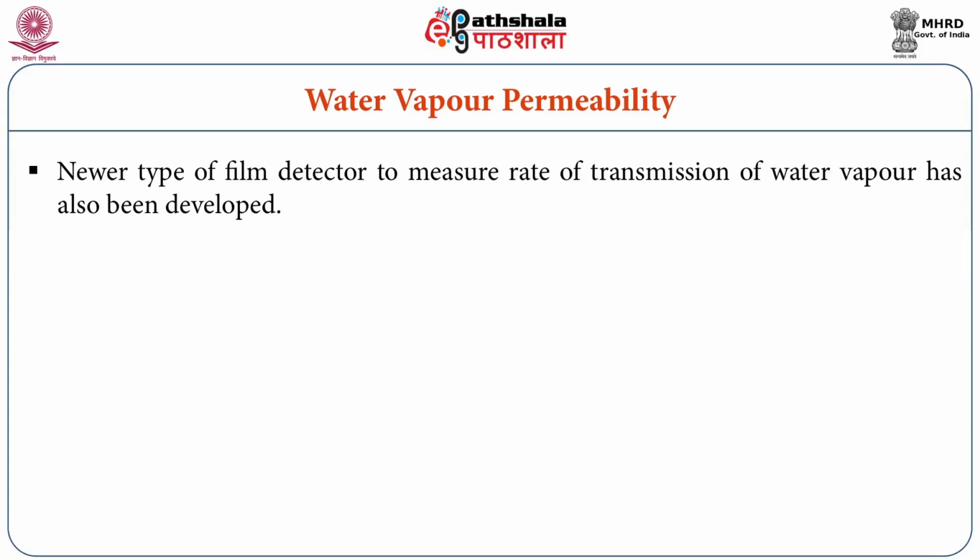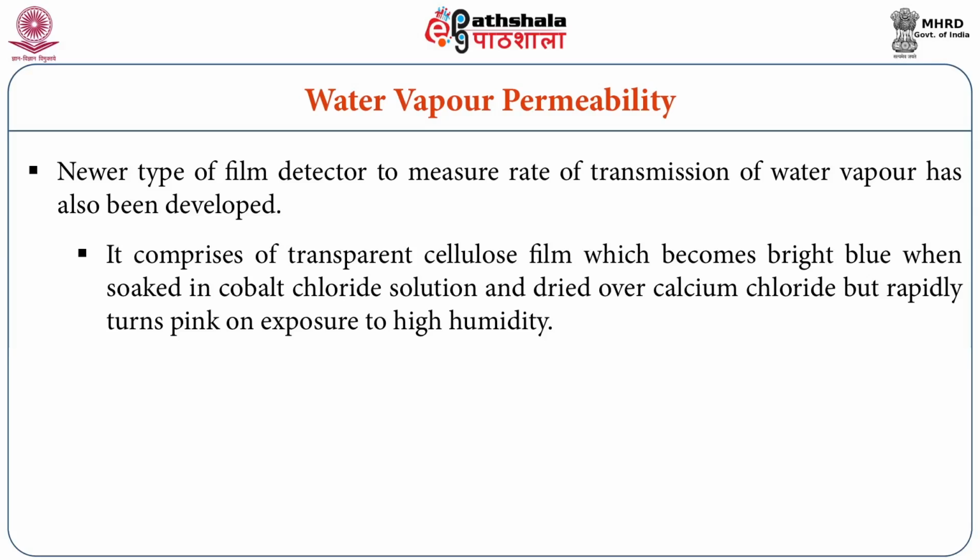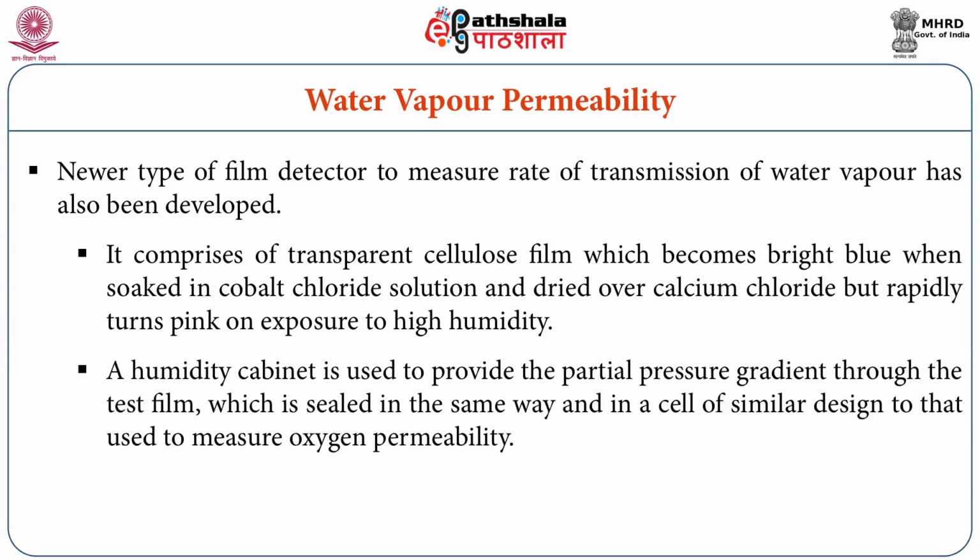A newer type of film detector to measure the rate of transmission of water vapor has also been developed. It comprises a transparent cellulose film which becomes bright blue when soaked in cobalt chloride solution and dried over calcium chloride, but rapidly turns pink on exposure to high humidity. A humidity cabinet is used to provide the partial pressure gradient through the test film, which is sealed in the same way and in a shell of similar design to that used to measure oxygen permeability.